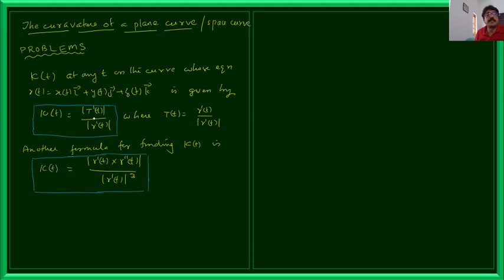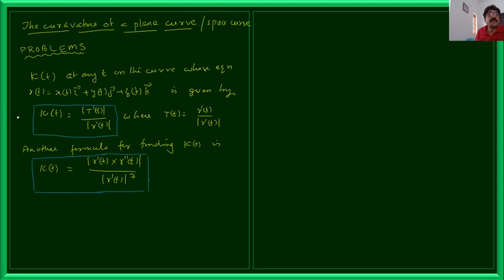are kappa t is equal to modulus of T dash t divided by modulus of r dash t. Kappa t is equal to modulus of r dash t cross r double dash t divided by modulus of r dash t the whole cube, where r(t) equal to x(t) i plus y(t) j plus z(t) k is the vector equation of the curve. So at any point t, the curvature is defined by kappa t is equal to modulus of T dash t divided by modulus of r dash t, where that T is the unit tangent vector given by r dash t divided by modulus of r dash t.